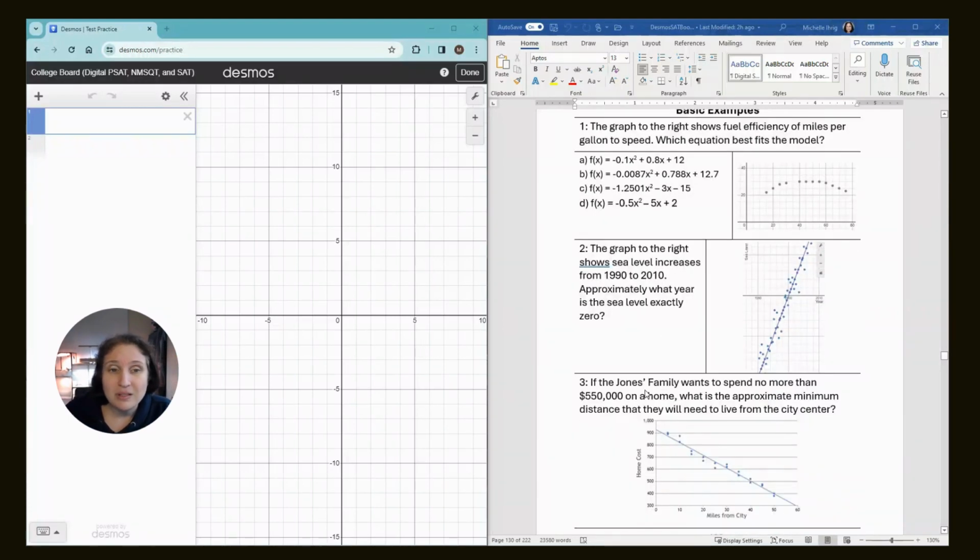But most importantly, you want to make sure that you have the Desmos calculator open and it's set to College Board, or else all of the functions I'm going to show you may not work. I was recording a video a couple days ago and I'm like, when I wrote the book, it worked. Why is it not working now? And it's because I forgot to put on the College Board calculator. So that's super important. It says the graph to the right shows fuel efficiency of miles per gallon to speed.